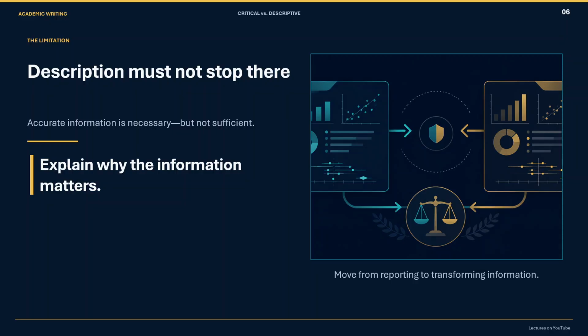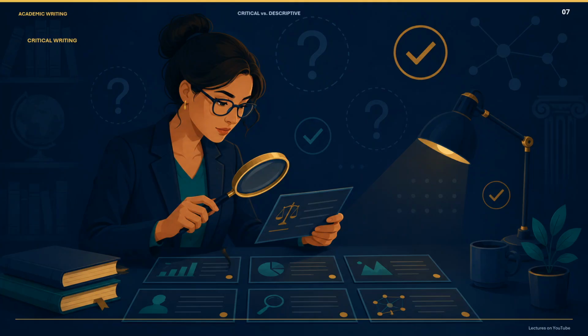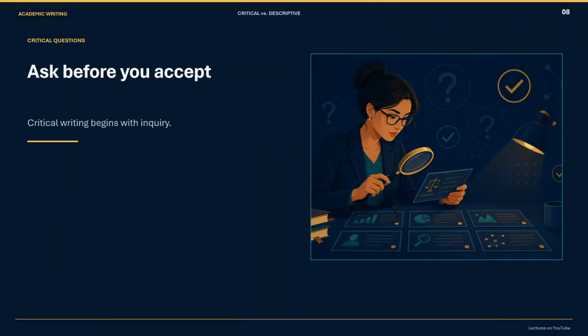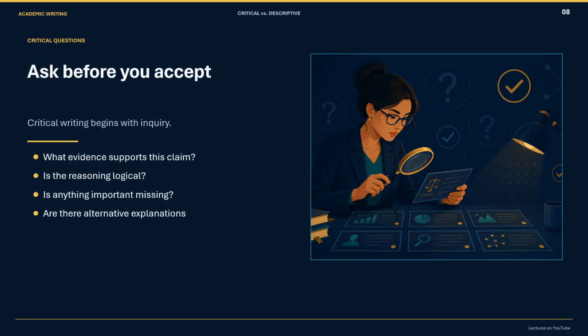Understanding critical writing. Critical writing begins when you stop accepting information automatically. Instead of simply repeating another writer's conclusion, you examine the argument and the evidence on which it is based. You may ask, what evidence supports this claim? Is it reliable? Is the reasoning logical? Are there weaknesses in the method? Is anything important missing? Are there alternative explanations? Does another source reach a different conclusion? How relevant is the evidence to the question I am answering?